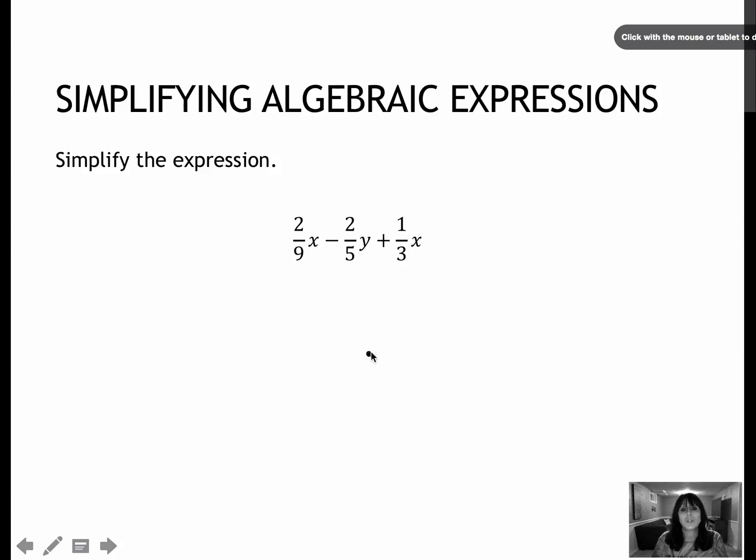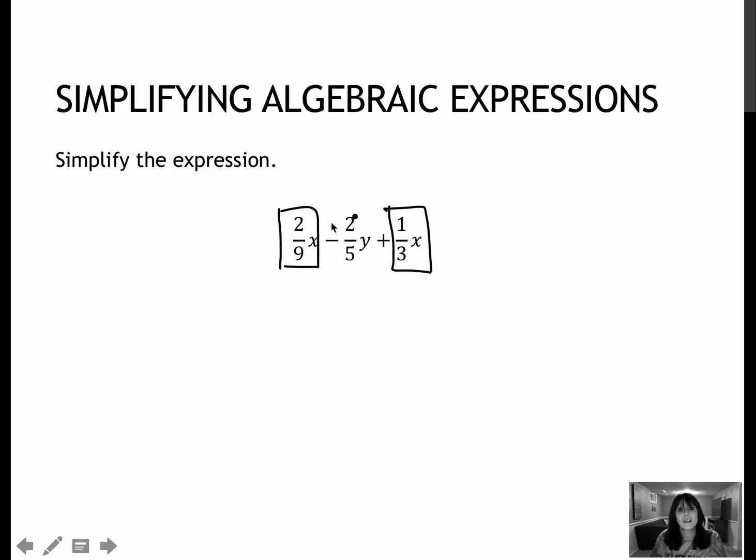Now remember, in order to simplify these expressions, I need to have like terms. So one thing that many students might do here is try to make 9 and 5 and 3 all have a common denominator. But let's take a look. I can add the 2/9 x and the 1/3 x because they both have x's, but the 2/5 y cannot be combined with the x's. So I am going to go ahead and take that step here to make sure these have a common denominator.